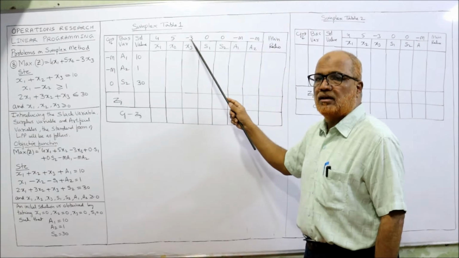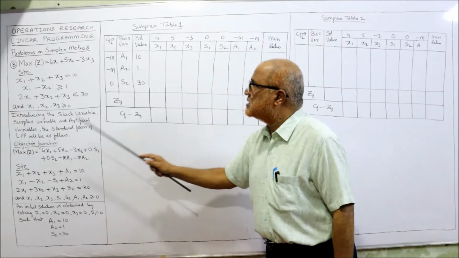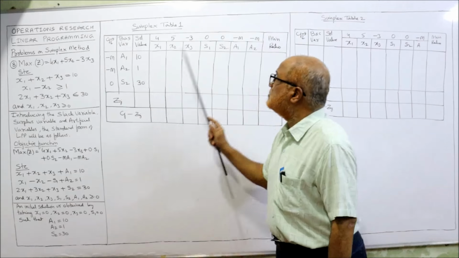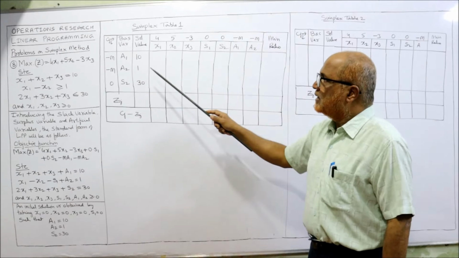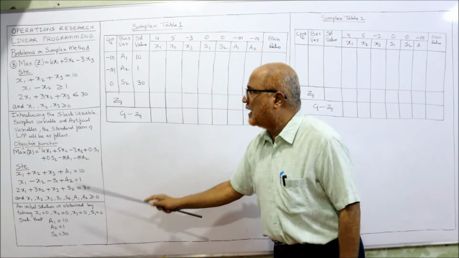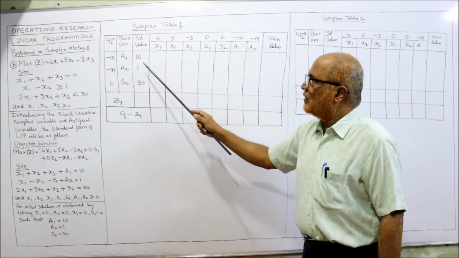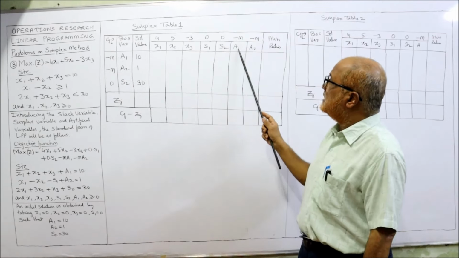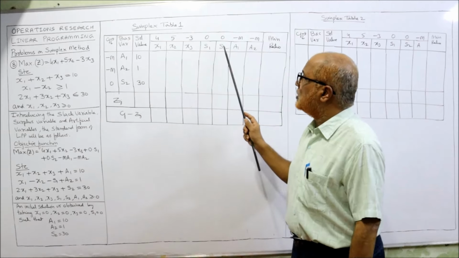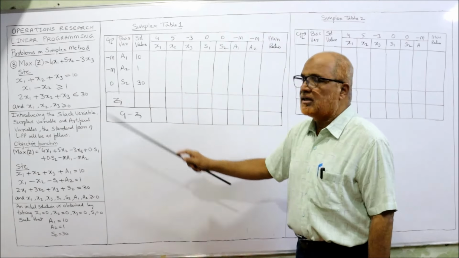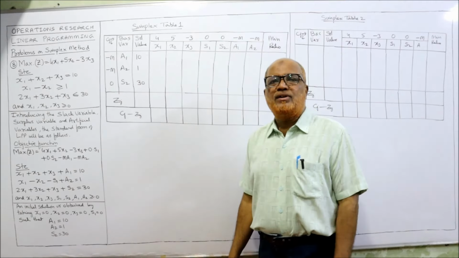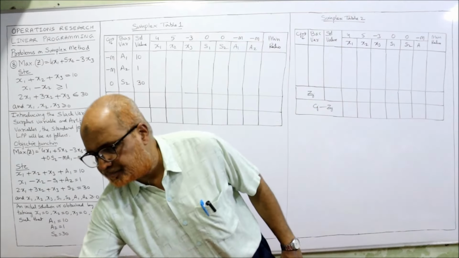So write down minus 3. S1 is 0, S2 is 0, whereas A1 is minus M and A2 is minus M. Same here: A1 is equal to 10, A2 is equal to 1 and S2 is equal to 30. The coefficient of A1 is minus M, and the coefficient of A2 is also minus M, and the coefficient of S2 is 0. Right? Now, in the body of this table, we take the coefficients of the constraints.